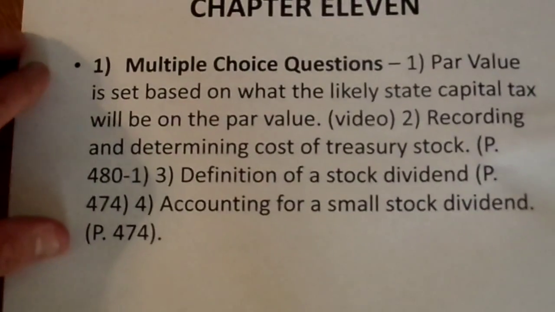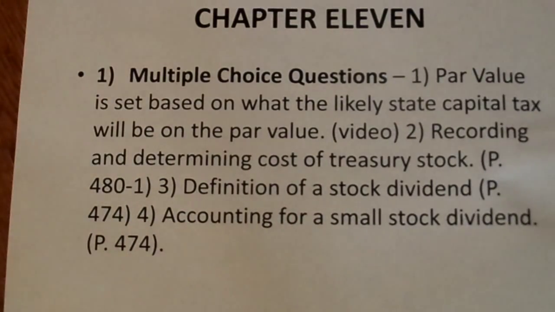Next we go to Chapter 11. In Chapter 11, there are only multiple choice questions. One of the multiple choice questions asks you about par value and what it's based on. And what the book talks about is that par value is arbitrary. But one thing I added in the video is that it's arbitrary, all right.